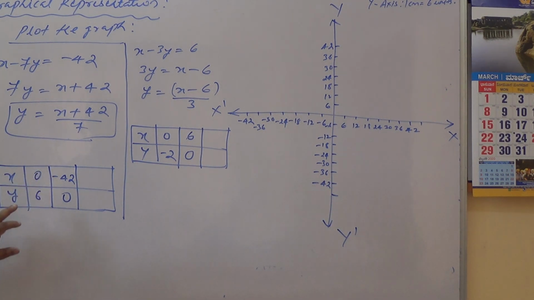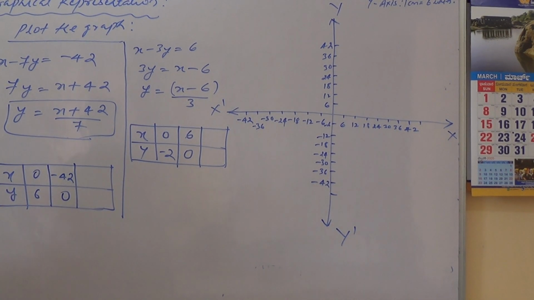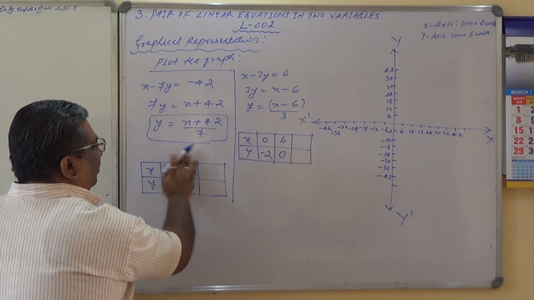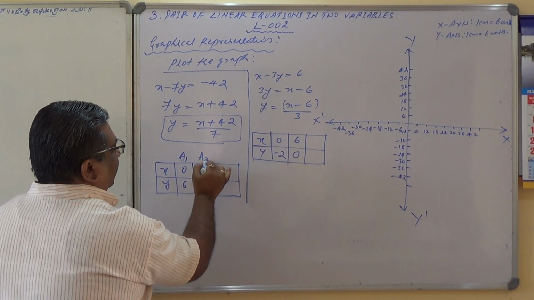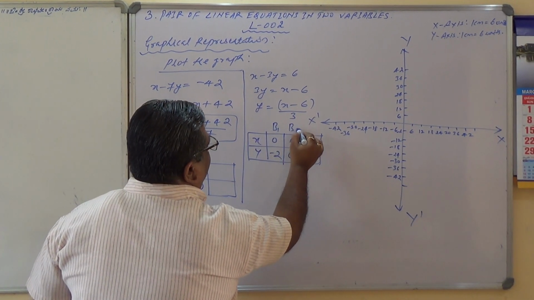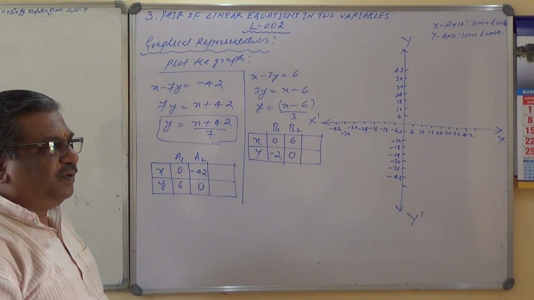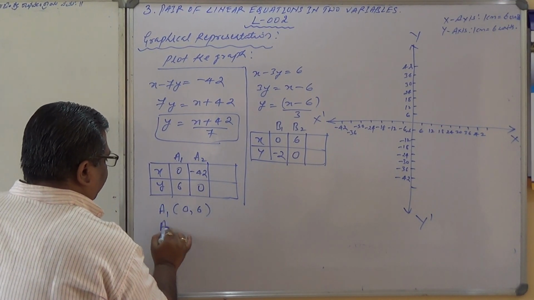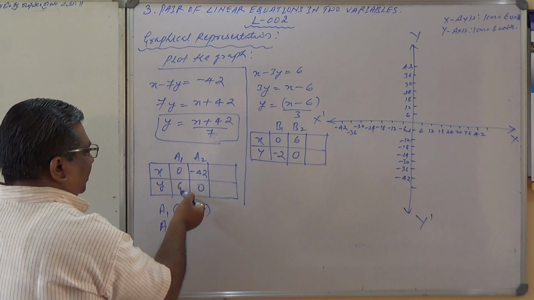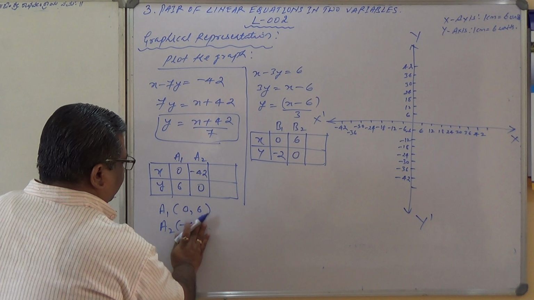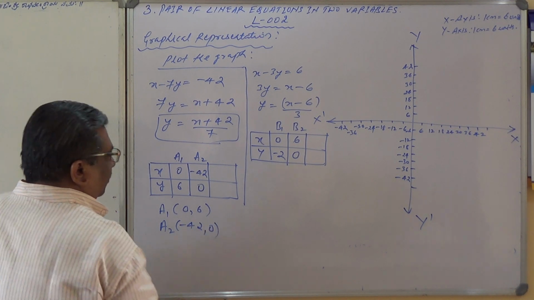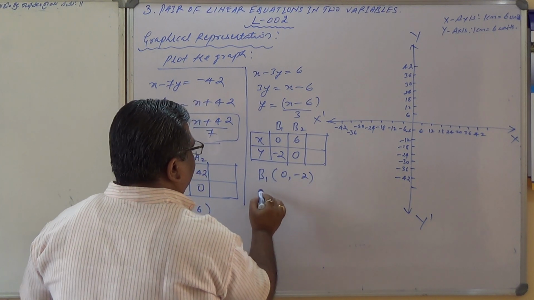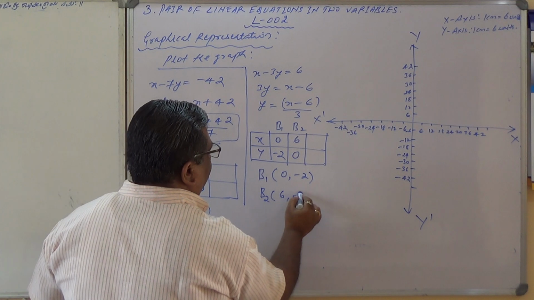Now, let me plot these points. Before I plot, let me name these points also. Let this be P1, P2, or make it A1, A2, B1, B2, which is better, to distinguish between the points. So A1 will be 0, 6, A2 is minus 42, 0. Similarly, B1 is 0, minus 2, and B2 is 6, 0.